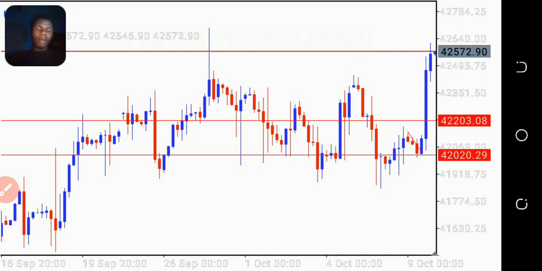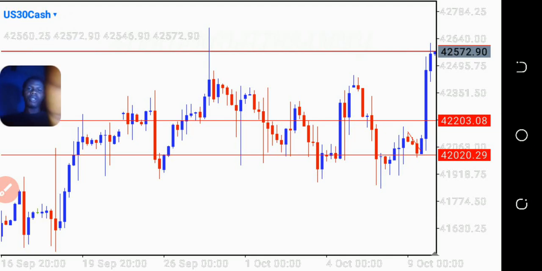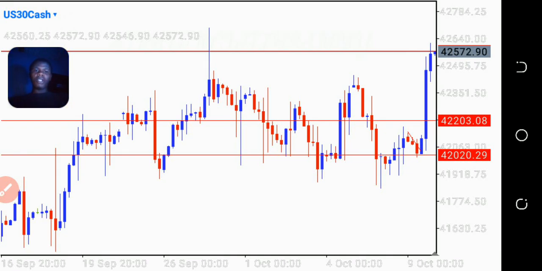I'm going to be showing you how you can trade the stock market. This is one of my favorite, the US 30 crash. I'm going to show you how you can actually trade off of it. It's one of my favorites and I love to trade this particular instrument. It's very liquid. If you're not used to it, I will say you get acquainted with it to know the risk you're taking before placing a trade.